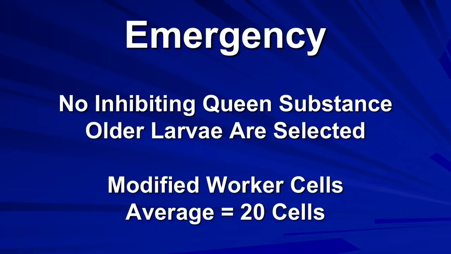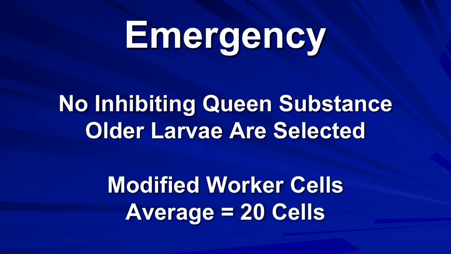All right, the queen was there. Boom, she's gone. We had queen pheromone present at a level that kept the bees from raising a new queen. Now she's gone. Now there's no queen pheromone present. And so they go to town to start producing several queen cells. Because it's an emergency, they select older larvae, up to possibly 3 days old, and they modify a worker cell.